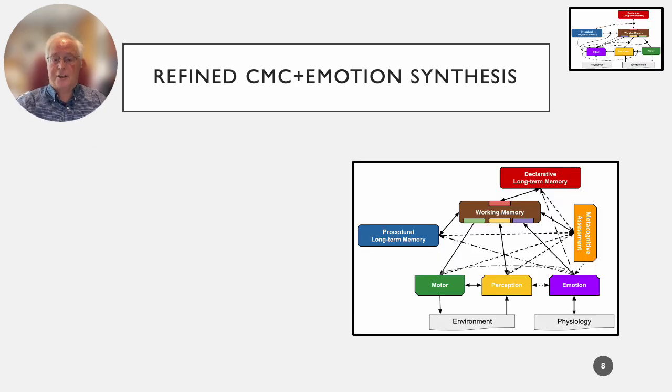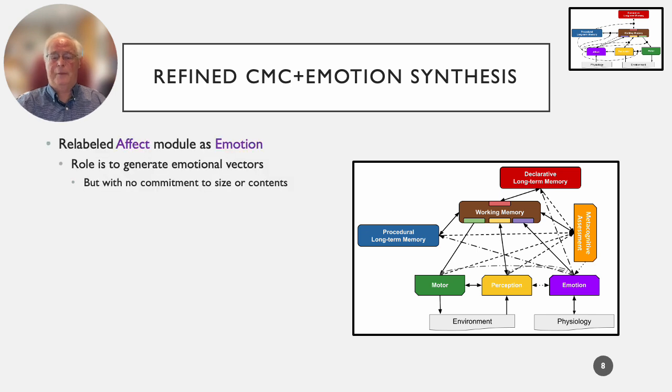Here's the refined synthesis that came out of these deliberations. One of the first things we did was to relabel the affect module as emotion, when it became clear that the role of this module was to generate emotional vectors, but with no commitment to size or contents. So, for example, it could be a two-place vector consisting of valence and arousal, where these are generated by some kind of aggregations over appraisals. Or it could be an extended dimensional model, where in fact each place is an appraisal of some sort.